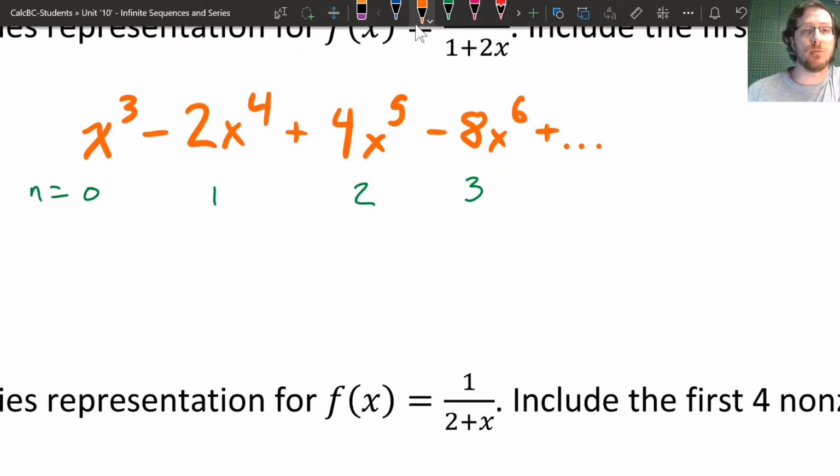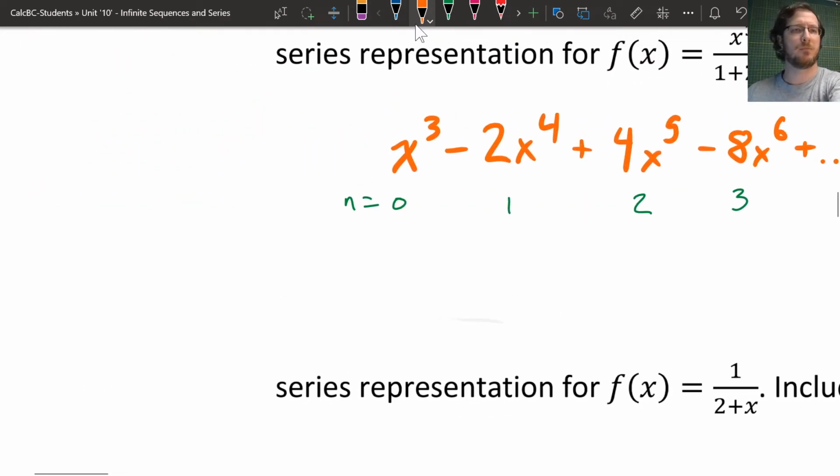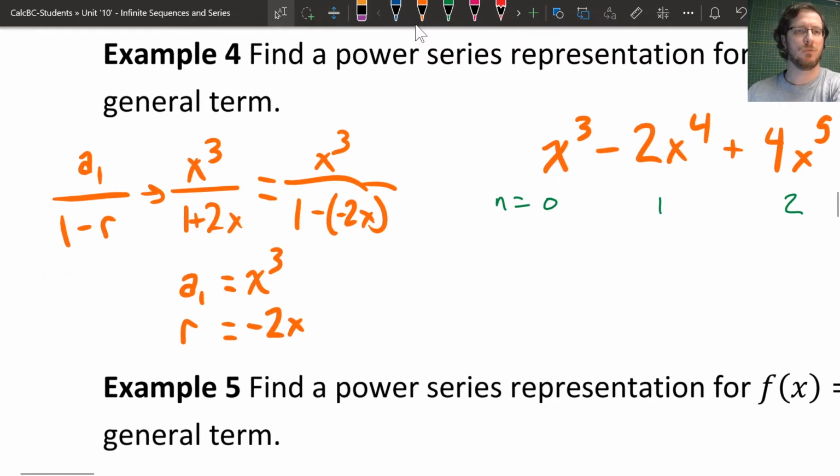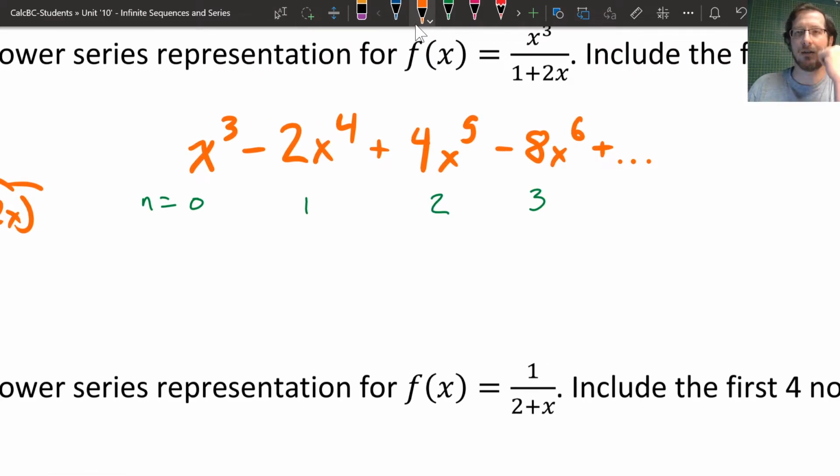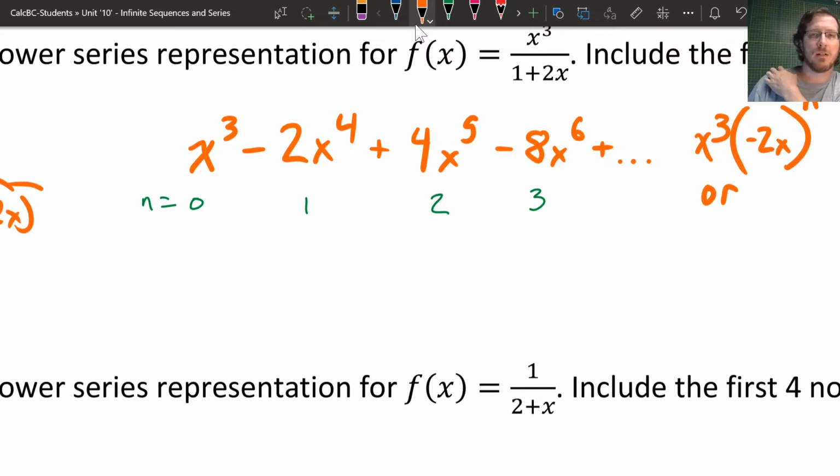So let's come up with our general rule. So again, if we're using our geometric format, then our initial term, where'd that go, is x cubed. Our r value is negative 2x, so we could write it like this. Or looking at our sequence, we're alternating. So we've got that alternator in there. The first one's positive, so we can do just to the n power.